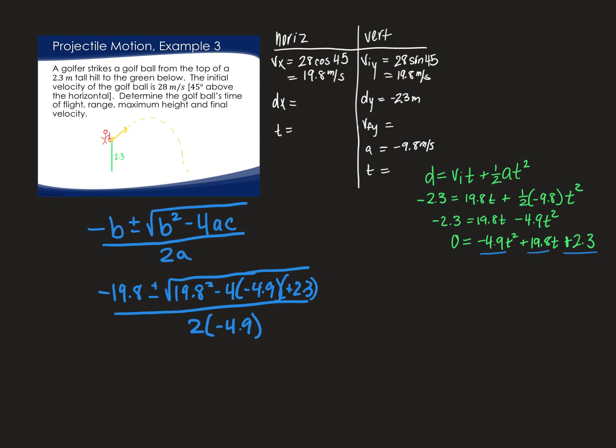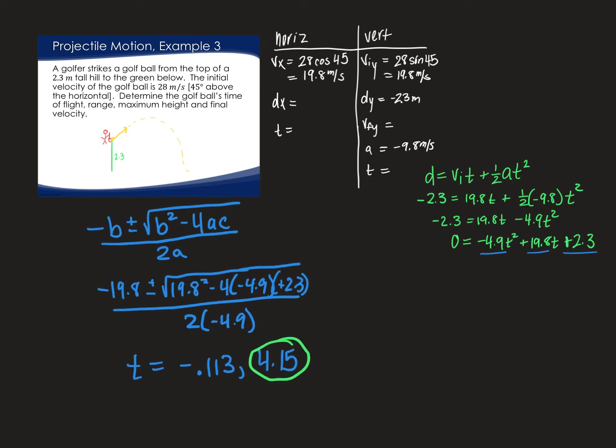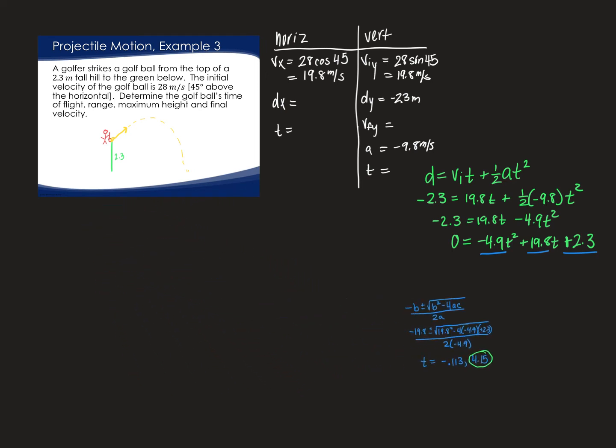Okay, so we are going to work this out. And we get t equals negative 0.113 and 4.15. So obviously we can't use a negative time, so the ball hits the ground after 4.15 seconds. So now that we know time is 4.15 seconds, let's write that in.